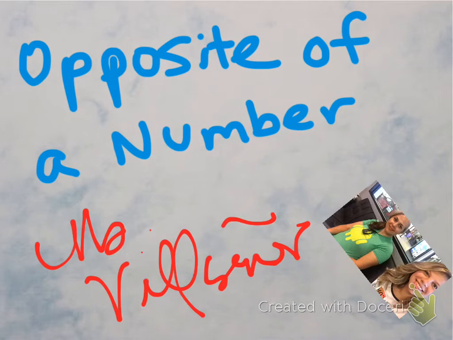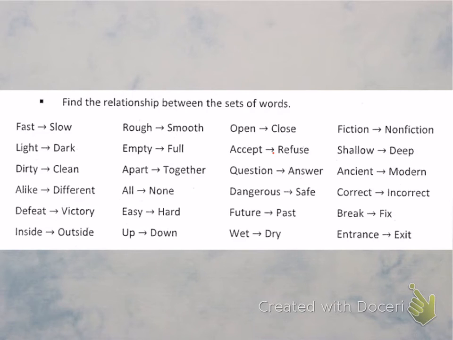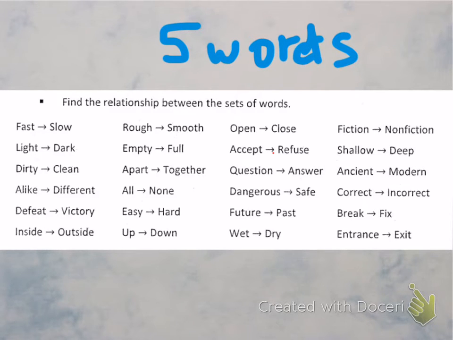So the first thing I want you to do is, in your notes, find the relationship between the sets of words. And no, you don't have to do it for all of these, but I want you to choose 5 sets of words and find the relationship between them. So you get to pick 5 sets.